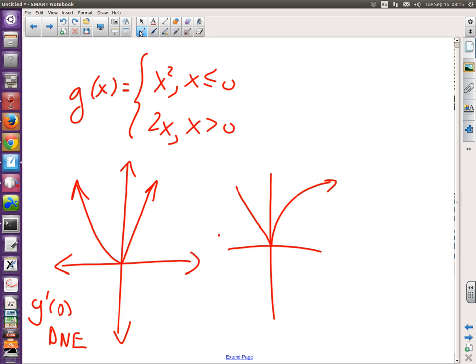Remember, again, the derivative is a limit, so it has to be the same from the left and from the right at every point. Here, everything's nice. Here, everything's nice. But here, corner, bad. Here, cusp, bad.